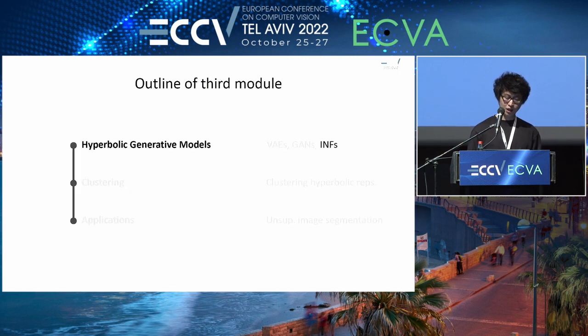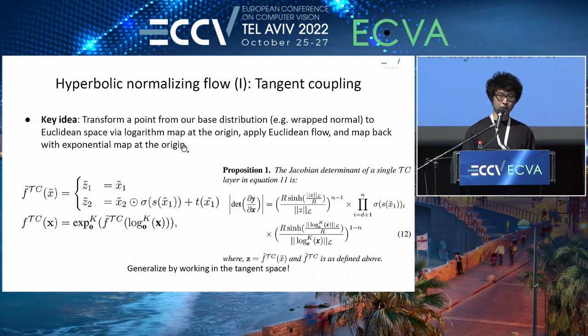Then finally, we go to normalizing flows, another type of generative model. The key idea in this paper is that we can map to the tangent space, apply the Euclidean flow literature that has already been developed for Euclidean normalizing flows, and then map back. For example, let's say we have some distribution in hyperbolic space, for example a wrapped normal. Then we can map to Euclidean space using a logarithm map, apply a Euclidean flow, and then map back to hyperbolic space with an exponential map.